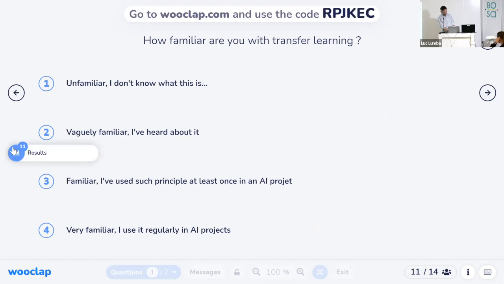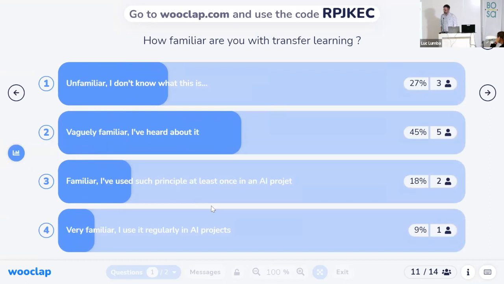Most of you are actually unfamiliar with the notion of transfer learning or vaguely familiar. And some of you have already used it in at least one AI project. So that's good, you at least have some notion, but definitely there is room for improvement. So the talk will be useful for most people listening to it. That was the first question, and I'm going to move to the second one.